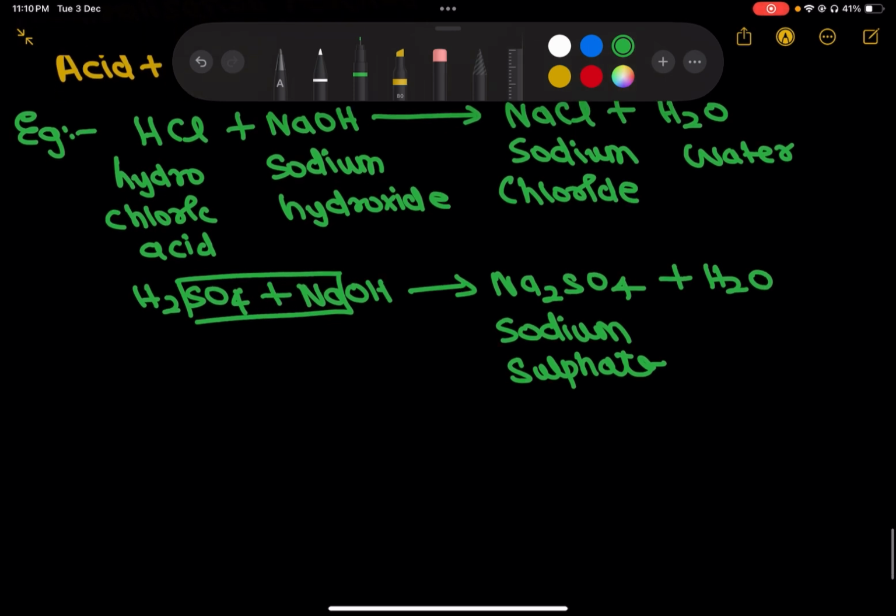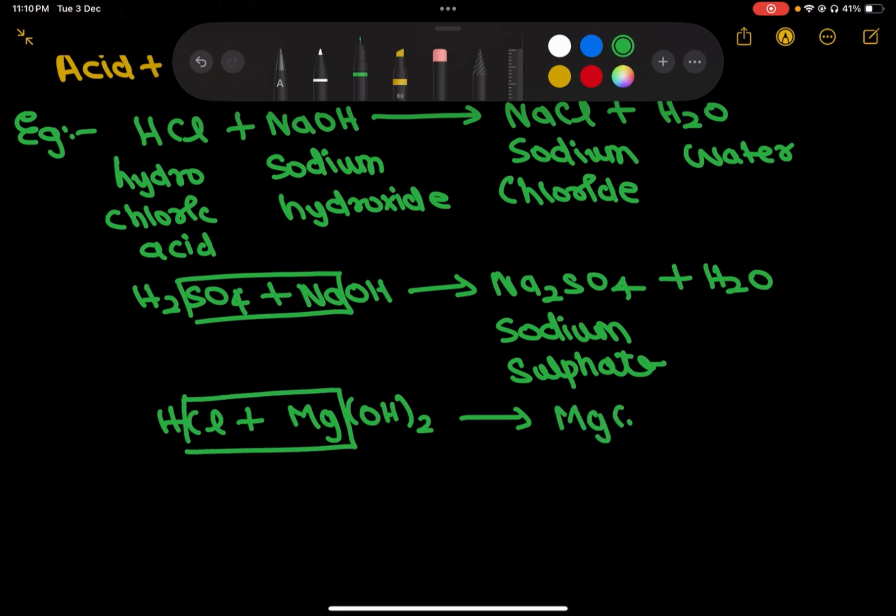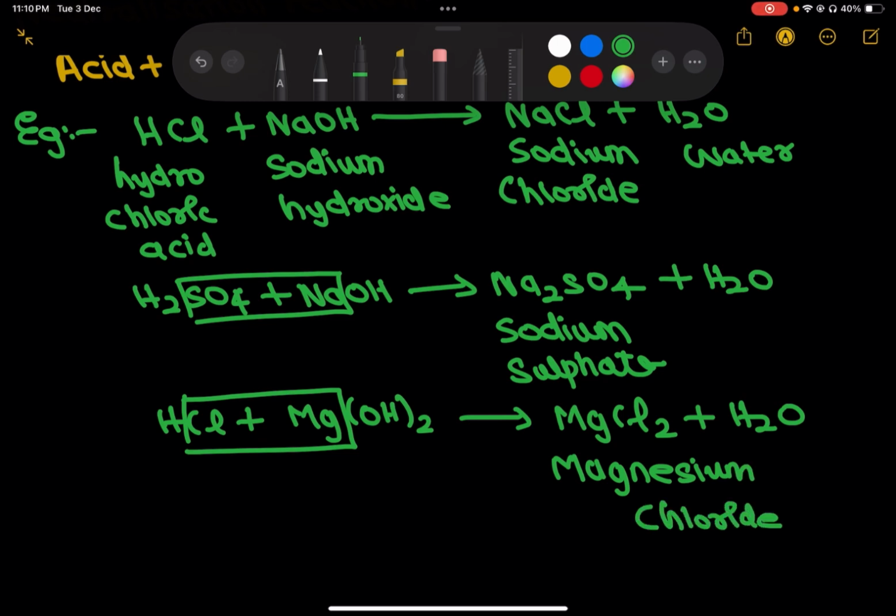Let me take HCl plus Mg(OH)2. Mg(OH)2 is magnesium hydroxide, which is also a base. This will form MgCl2 plus H2O. MgCl2 is magnesium chloride, again a salt. Like this, you can experiment with different acids and bases to give different salts. If you understand the mechanism, you can react any acid and base to give your salt. So that's it for this video.